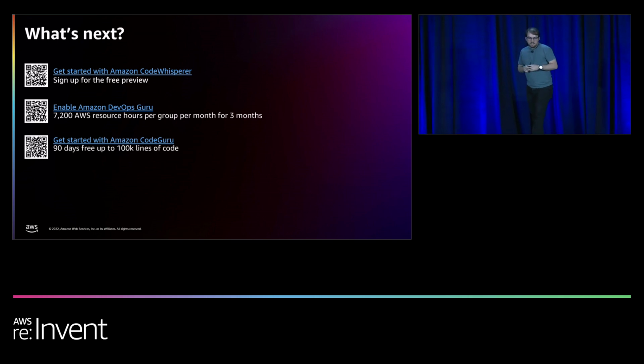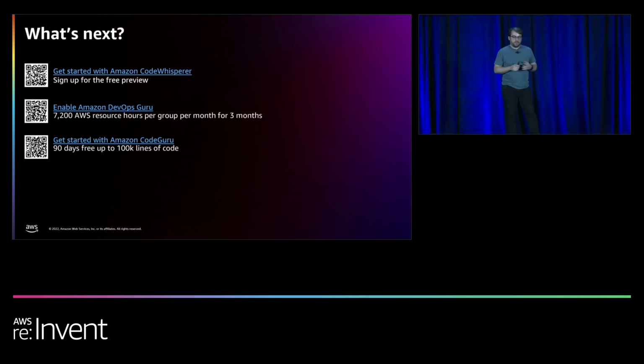What's next? You can get started with Amazon CodeWhisperer and sign up for the free preview as of today. Also, I would suggest that you identify a workload and enable DevOps Guru. For that, you have a free tier so that you can get a taste of what the service can help you with and what kind of trouble it can identify. And I also suggest you get started with Amazon CodeGuru. It also has a free tier.